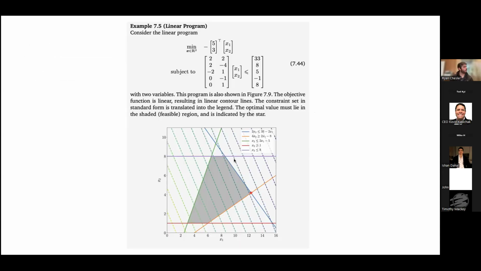What's the term for that? It's not fence posting? What I saw was simplex method. Yeah.